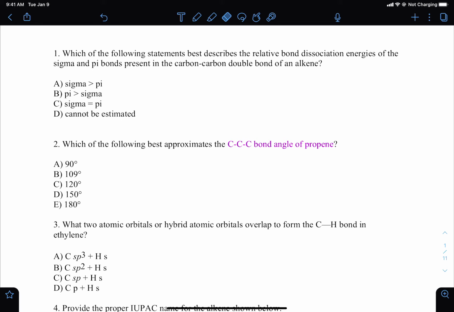Okay, we'll start with the problems from your review sheet, and then we'll cut and go over to the weighed problems. So the first question: which of the following statements best describes the relative bond dissociation energies of sigma and pi bonds present in the carbon-carbon double bond of an alkene?